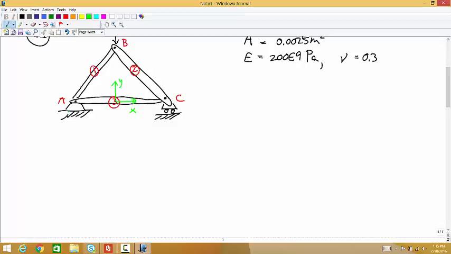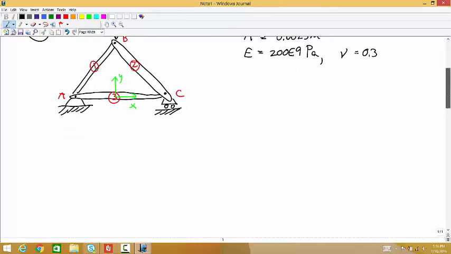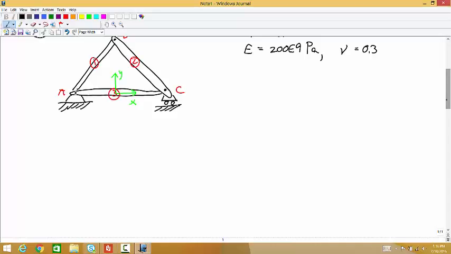Okay, so I'm going to go through this first the way that I did it in statics, and then after that I'll use the truss simplification. Use the truss simplification. Okay, there's no weights on these.